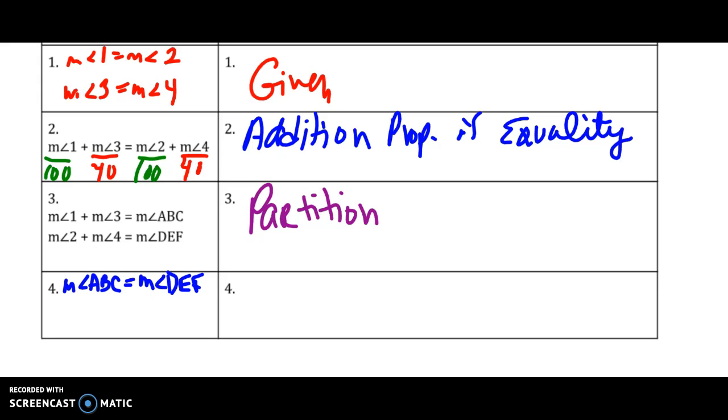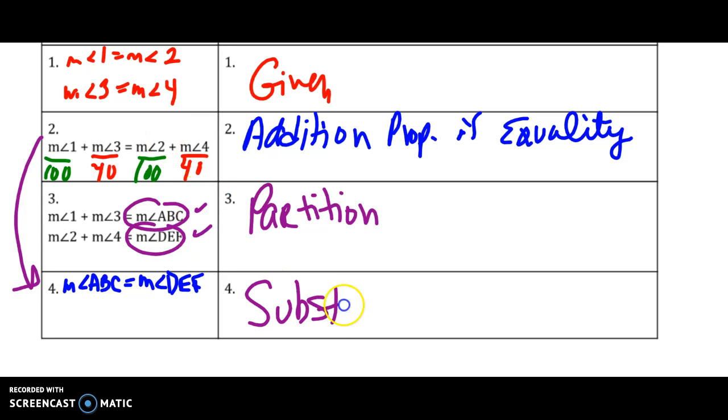Okay, well, why are we allowed to set ABC equal to DEF? Well, I already know that from step 2, that these two things are equal to each other, right? So I'm basically replacing step 2 with the full angle amount, and that is substitution. Right? If you replace equal things with equal things, they're still equal. So that is substitution.